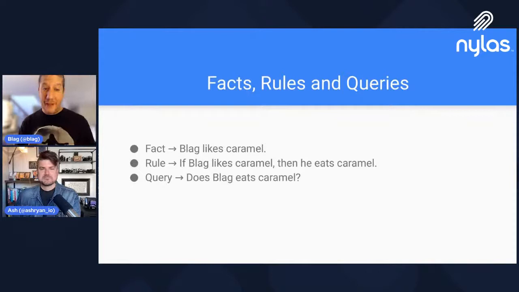So one of the main aspects is that we have facts, rules, and queries. A fact would be that I like caramel. A rule can be that if I like caramel, then I most likely eat caramel. And the query would be whether I actually eat caramel, which is something funny because, for example, I like strawberries, but I don't like strawberry ice cream. But I do like strawberry ice cream that is made of yogurt, which is kind of funny, just something funny to mention.